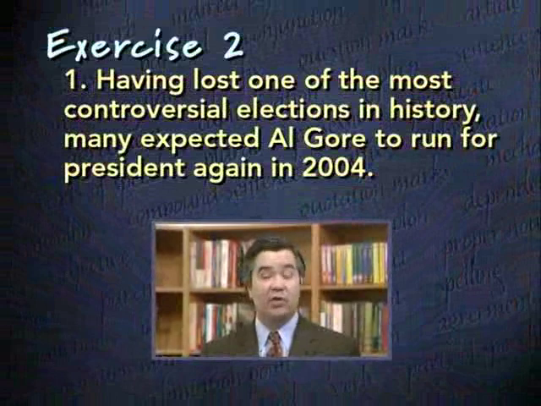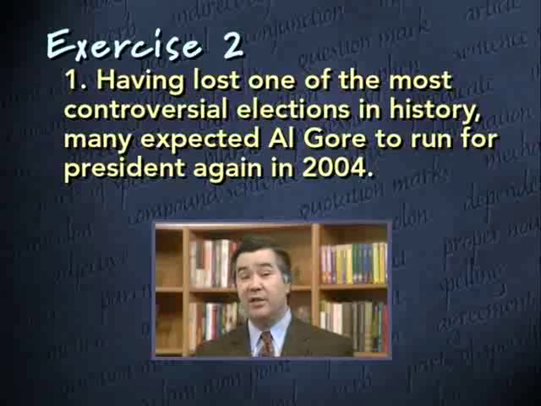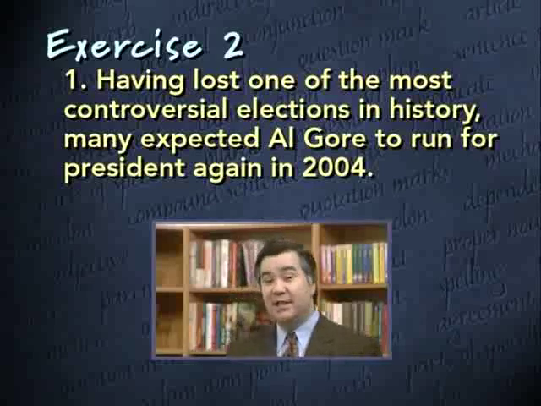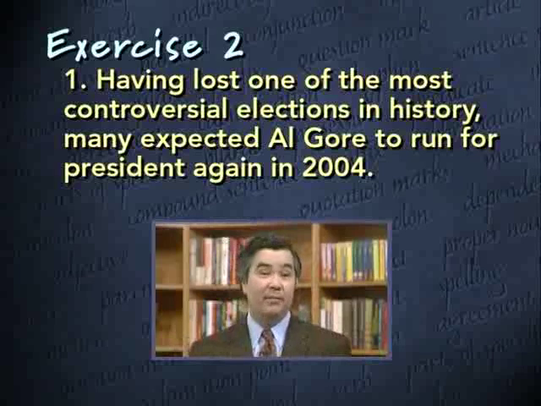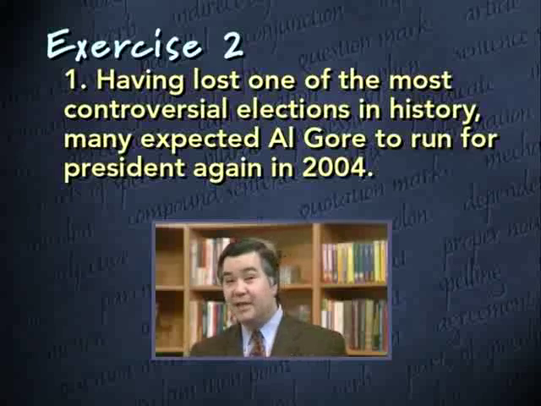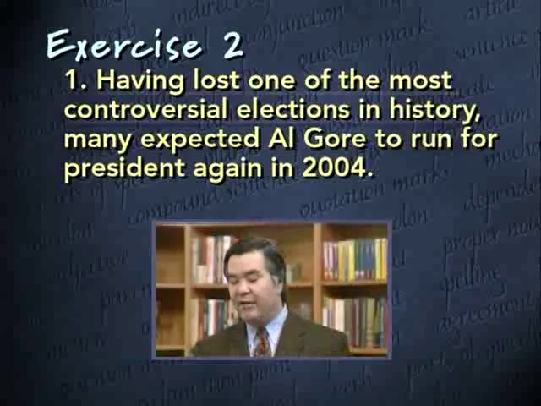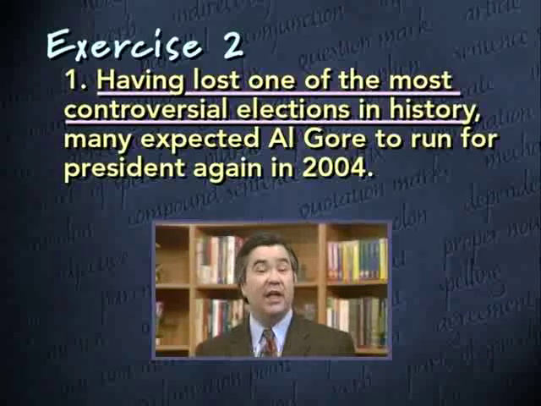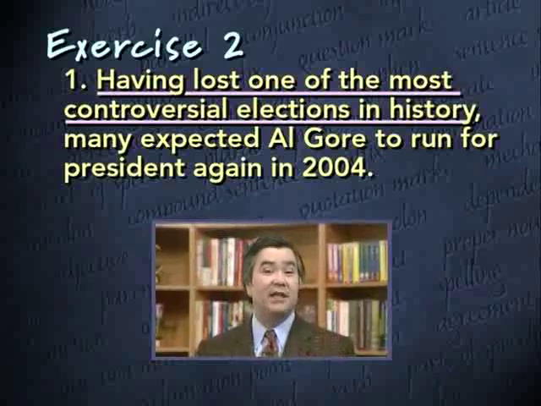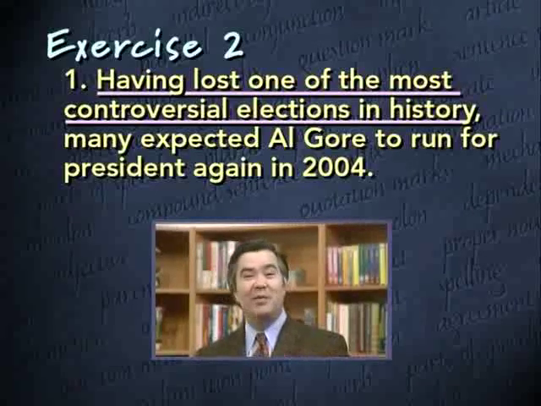Let's take a look at the first sentence. Having lost one of the most controversial elections in history, many expected Al Gore to run for president again in 2004. Does this sentence contain a misplaced or dangling modifier? Well, first, let's see if we can locate the modifying phrase or clause. As in many sentences, it appears at the beginning of the sentence, separated by a comma from the rest of the sentence. Having lost one of the most controversial elections in history. Perhaps you can even hear when you read that sentence that that whole long phrase there is describing someone, and it should be next to the person that it describes or modifies.